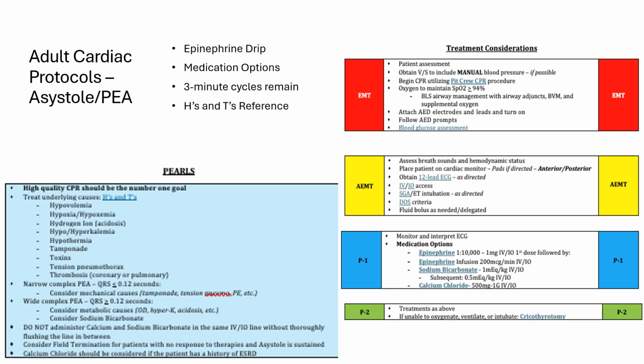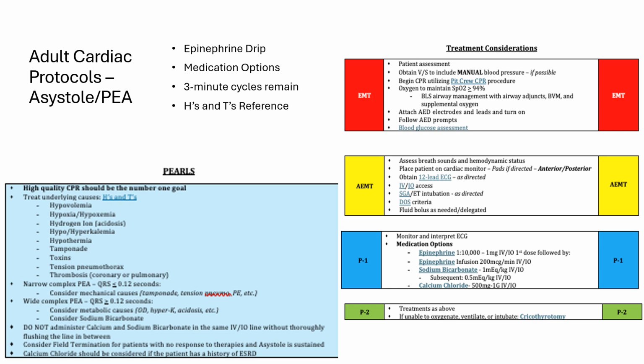But for asystole and PEA, your obvious first dose is still your push, right? 1 to 10 push of cardiac epi, and then you're going to set up your drip. You're going to start 200 mics per minute, and just let it run. That's what you're going to do. That's the big difference. 3-minute cycles are the same. H's and T's reference: we do have a reference in the back now you can take a look at, which is available to you. I also have stuff listed out there on the left.